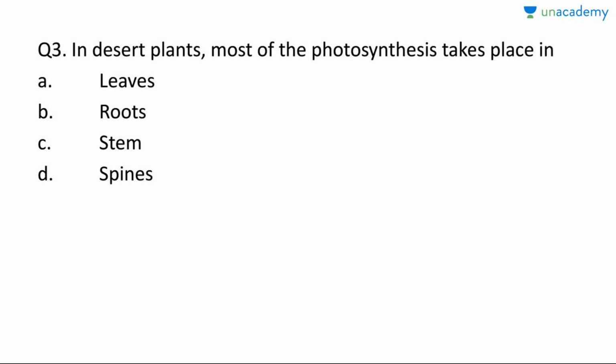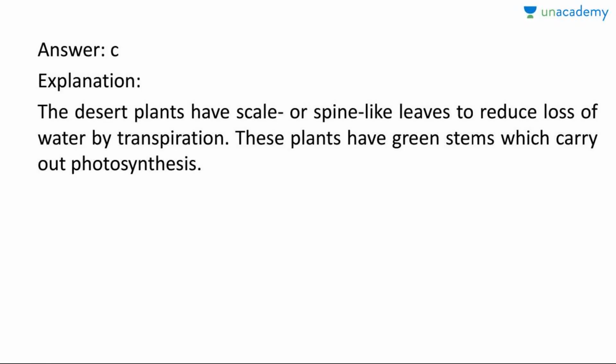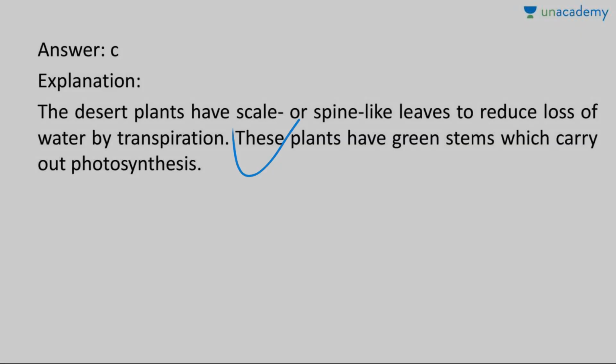Basically their leaves are very scale like, and in desert plants you will find the stem is doing most of the photosynthesis, for example cactus. In usual plants the photosynthesis takes place in leaves, but here the answer is C, stem. Desert plants have scale or spine like leaves to reduce the loss of water by transpiration, and these plants have green stems which carry out photosynthesis.